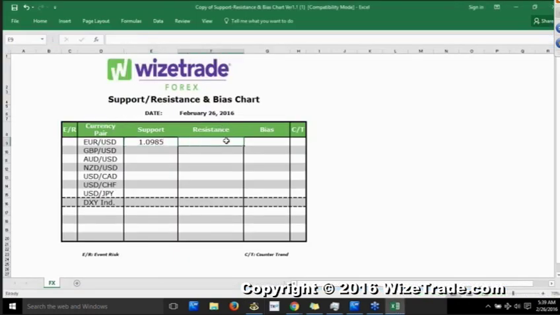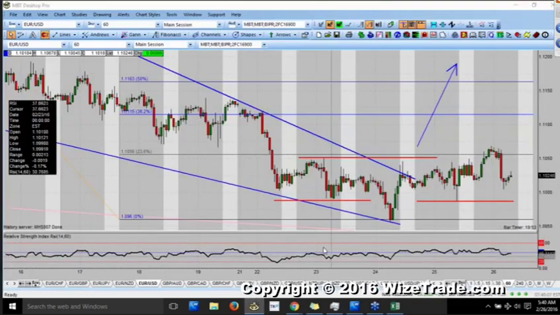I think there's better opportunities elsewhere. 110.65, that'll be key resistance on the way up. And we're range bound.